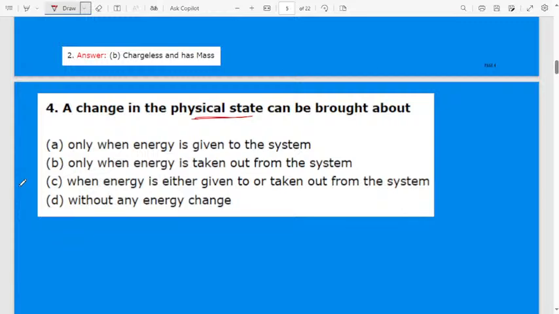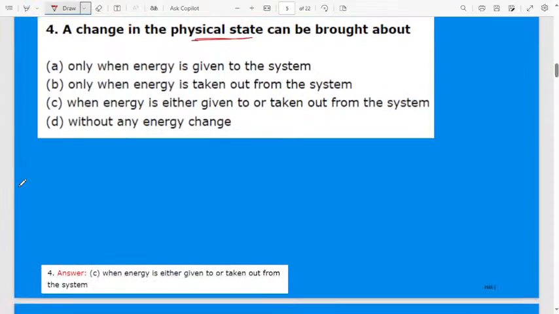The correct answer will be option C, when energy is either given or taken out from the system. A physical change in a reaction is observed when it absorbs energy. For example, melting of ice is converted into water. When converting, the ice absorbs energy.